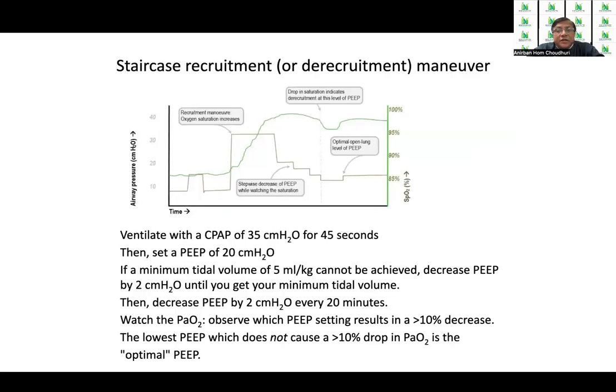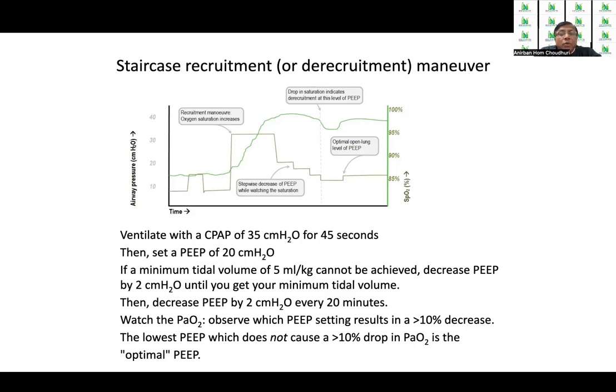Next is the staircase recruitment or de-recruitment maneuver. We ventilate the patient with a CPAP of 35 centimeter of water for 40 seconds, then set a PEEP of 20 centimeter of water. If a minimum tidal volume of 5 ml per kg cannot be achieved, we decrease the PEEP by 2 centimeter until we get the minimum tidal volume, then decrease the PEEP by 2 centimeter every 20 minutes. Watch the PO2 and observe whether the PEEP setting results in more than a 10% decrease.